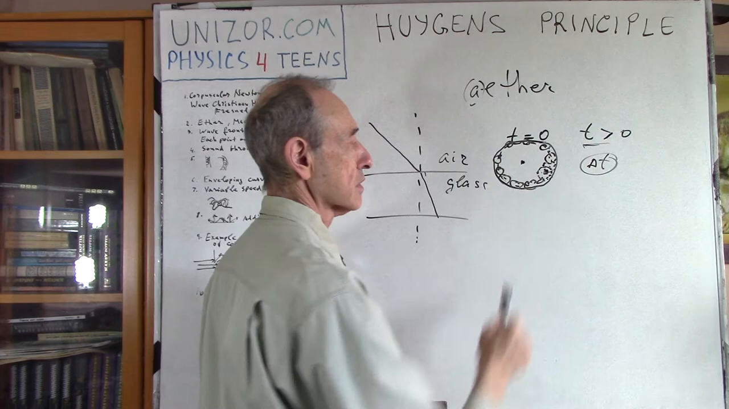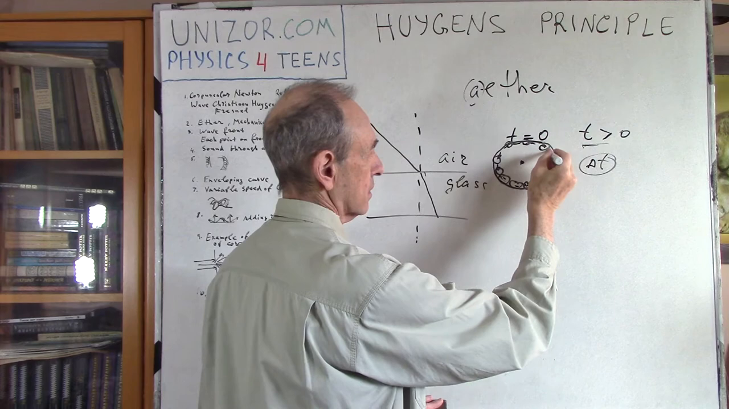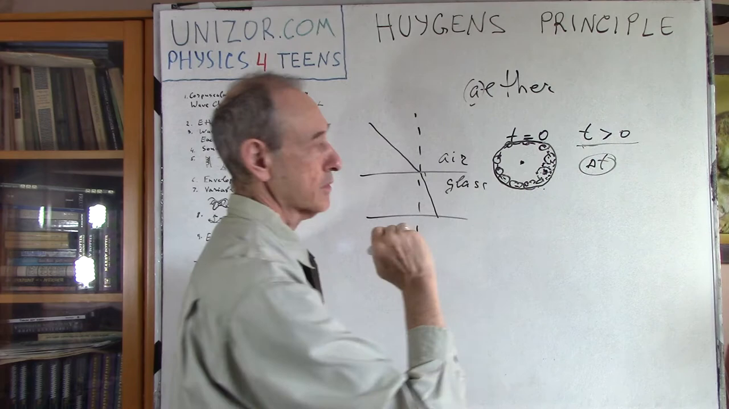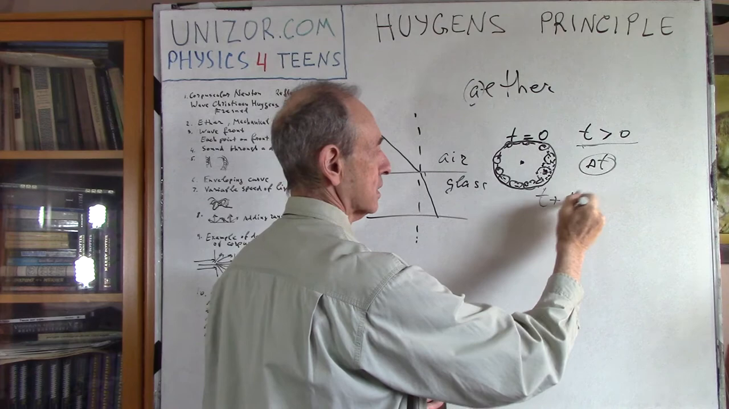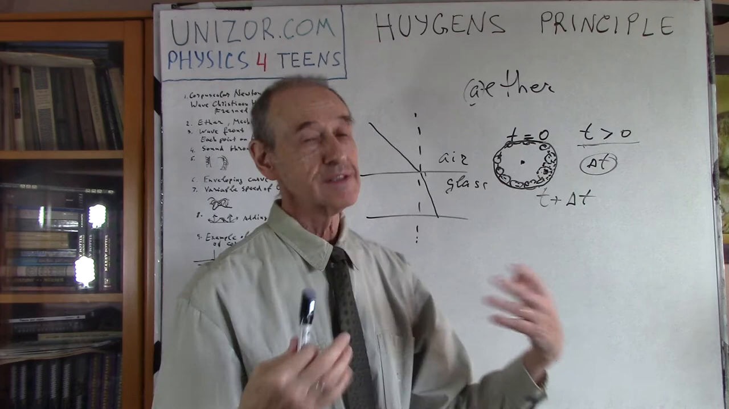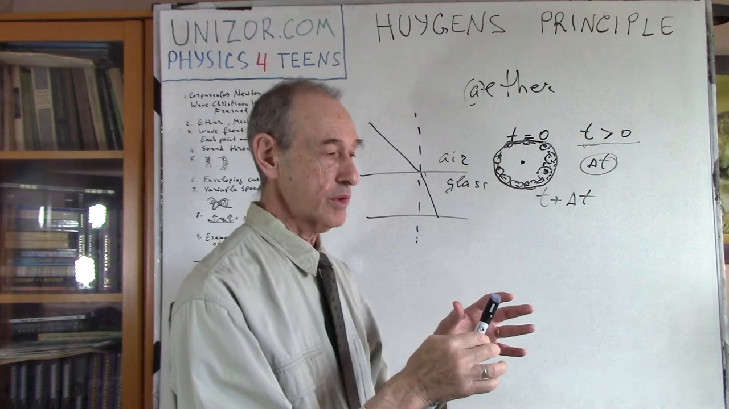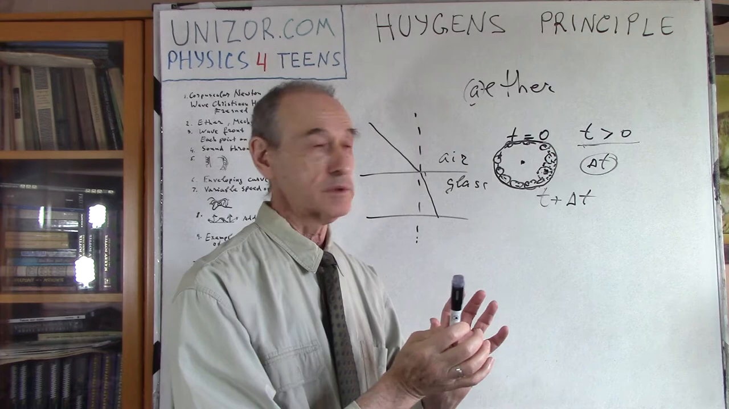So if this is my original circle, the dotted circle was the wavefront at time t, then the new wavefront, which is tangent to all these little circles, would be the wavefront at t plus delta t. Where delta t is obviously assumed to be very small. So that's how our oscillations propagate. They reach certain points, and then each point is a source of propagation around it. So there is a small circle.